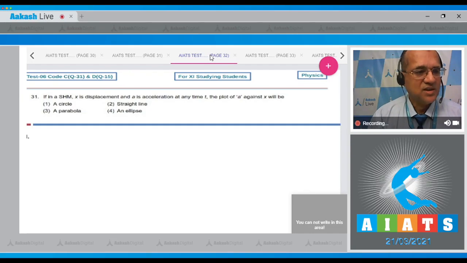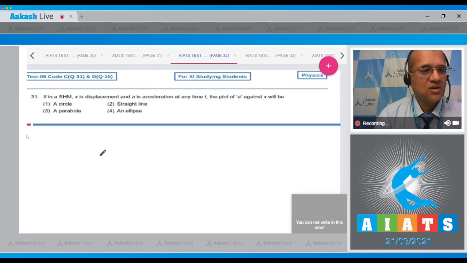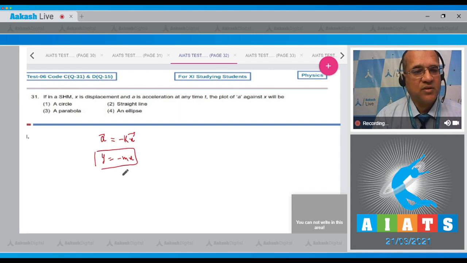The question number 31 is, if in an SHM, x is the displacement and a is the acceleration at any time t, the plot of a and x. You know that the standard condition is a equal to minus k into x. So this is like y is equal to minus mx. This is the equation of a straight line passing through the origin, and your graph will be a straight line. So the correct option is the second one.